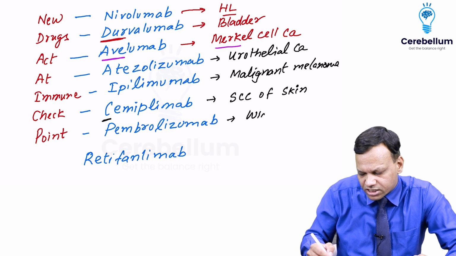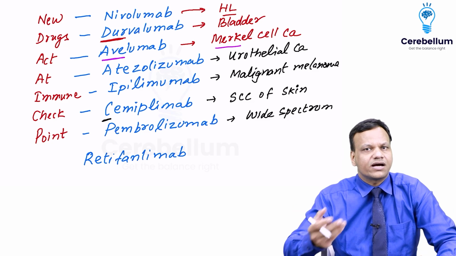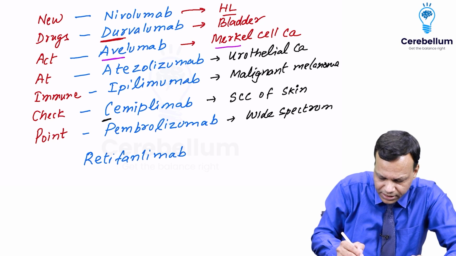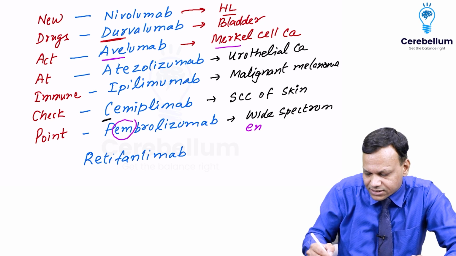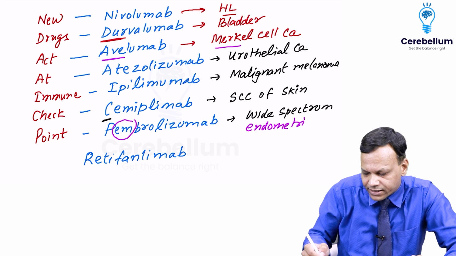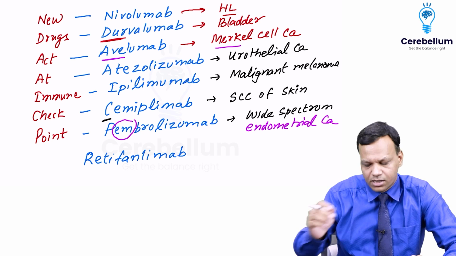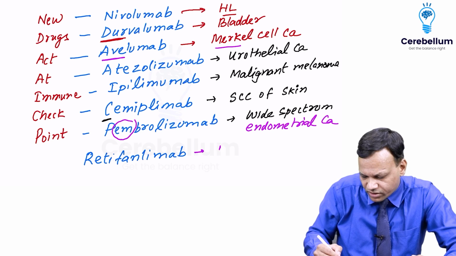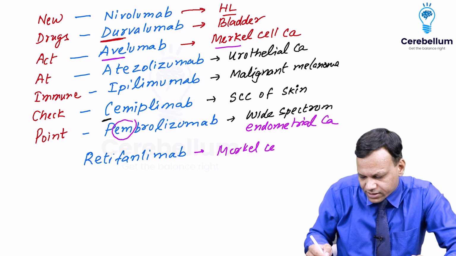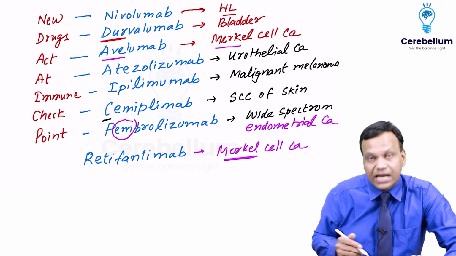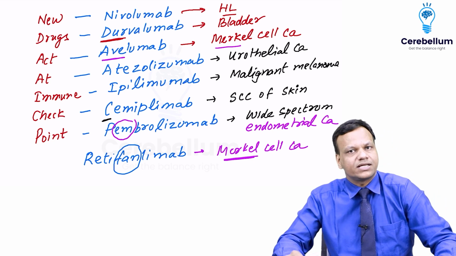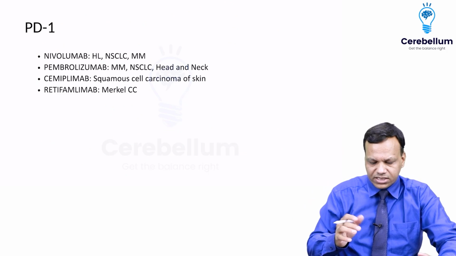Pembrolizumab has a very wide spectrum. It is used for almost every cancer: Hodgkin lymphoma, renal cell carcinoma, breast cancer, almost every cancer. But the MCQ is mostly asked on EM, meaning endometrial cancer. It is used for endometrial carcinoma. It is also used in Hodgkin's lymphoma. Retifanlimab is a new drug. It is also approved in Merkel cell carcinoma. Merkel looks like Morkel, LB Morkel, and we have a lot of fans of LB Morkel. So fanlimab for Merkel cell carcinoma. Okay, so these are the important drugs.